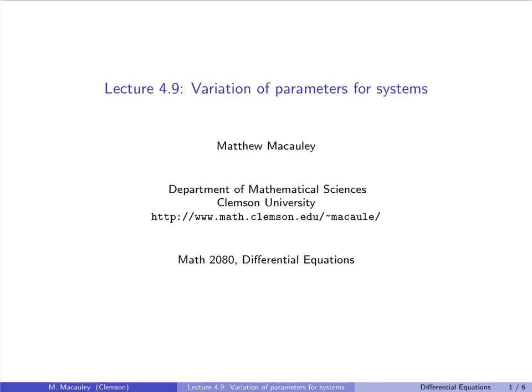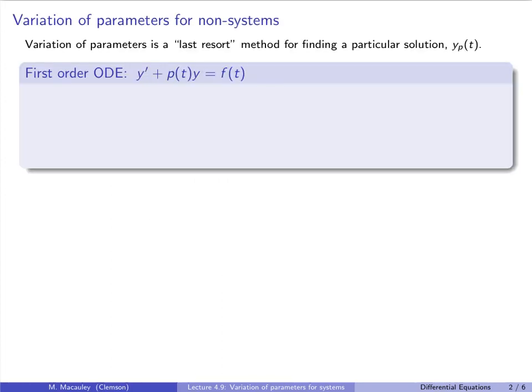Welcome to Lecture 4.9, Variation of Parameters for Systems. This is the third lecture on variation of parameters that we've seen, so I want to begin by reviewing the big ideas from the first two lectures, which were on using this method to solve first order and second order ODEs respectively. There's a reason why these are all the same name. It's because it's the same fundamental idea, the same technique.